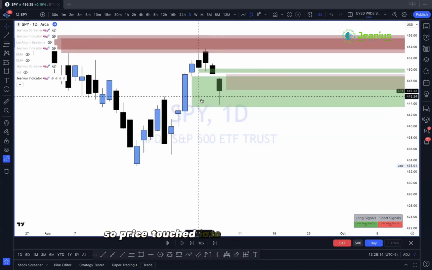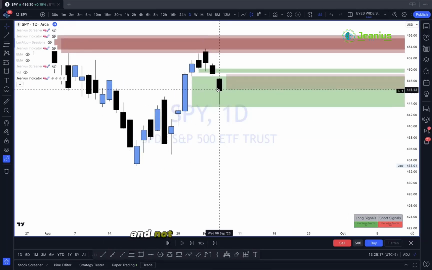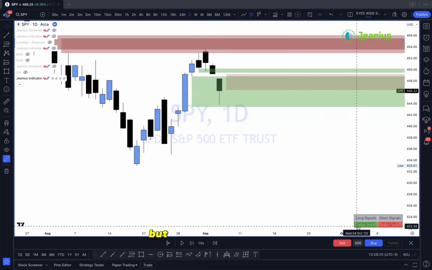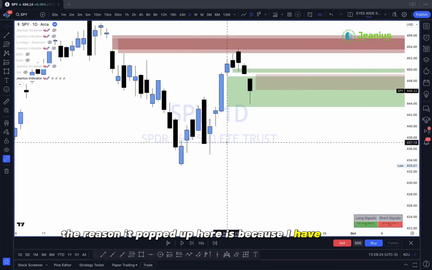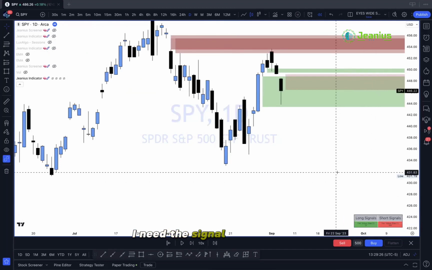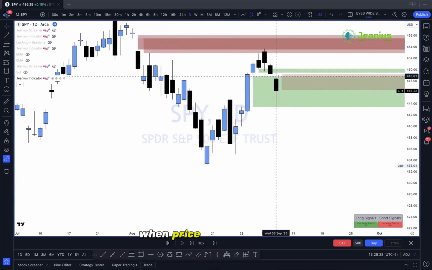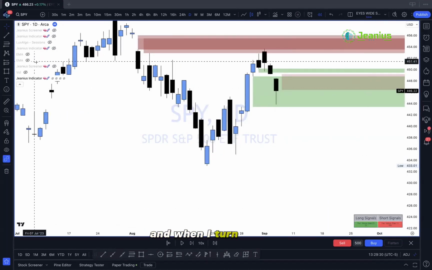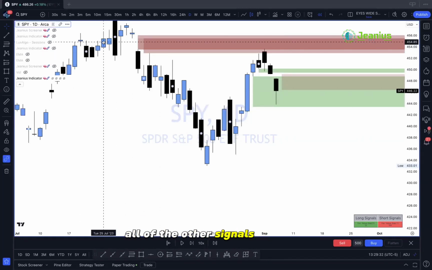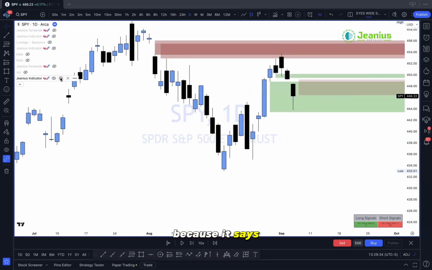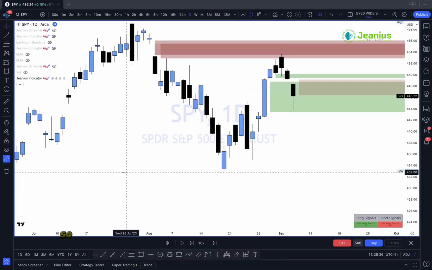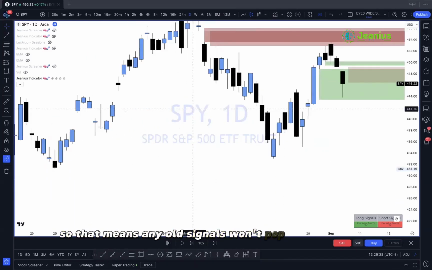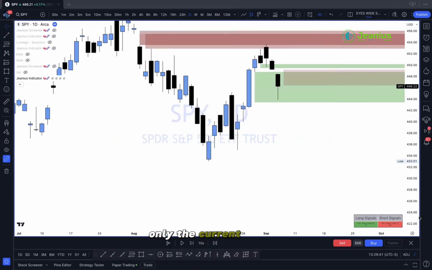So price touched into this fair value gap, and not only did it pop up here, but it also popped up here. The reason it popped up here is because I have it where I need the signal to only show when price is touching here. And when I turn that on, if you notice, all of the other signals went off because it says draw current signals only. So that means any old signals won't pop up on my chart, only the current signals.